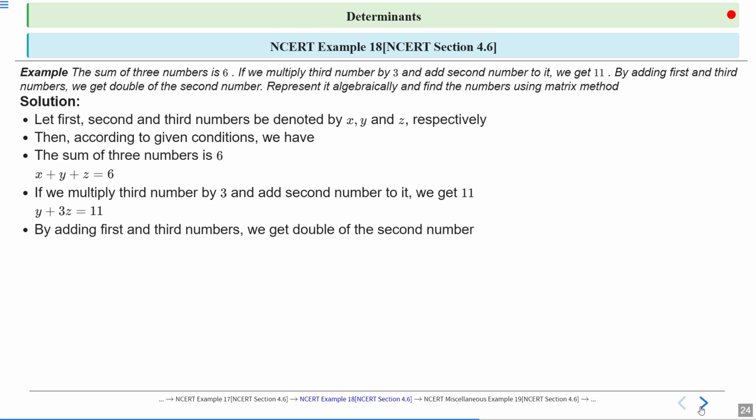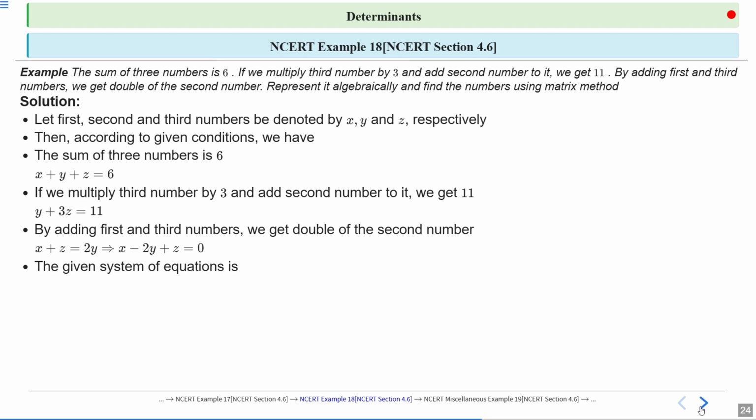Now the third statement. By adding the first and third number, we get double the second number. The first number is x, the third number is z. So x plus z, we get double the second number. The second number is y, so double of y. So x plus z is equal to 2y. That is x minus 2y plus z equal to 0. We get a system of three linear equations.